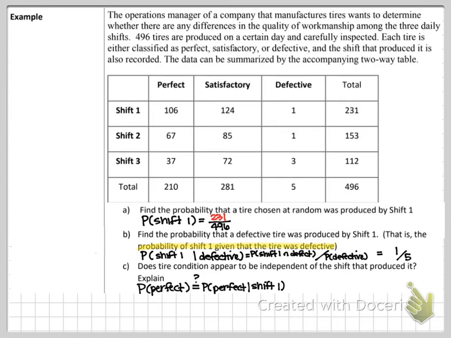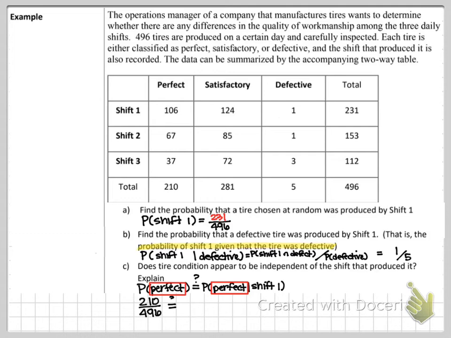Now, when I set this up, how do I know which ones I'm supposed to do in what order? You want to make sure that the probability of whatever event you have over here is the one that comes first in the given situation. For sure, you don't want it second. That doesn't help you out here. So now we're going to go through and do the math. So if we take a look at this, probability of perfect: well, there were 210 that were perfect out of a total of 496.